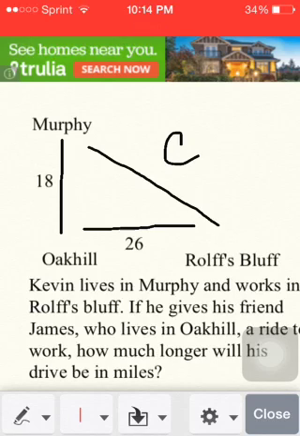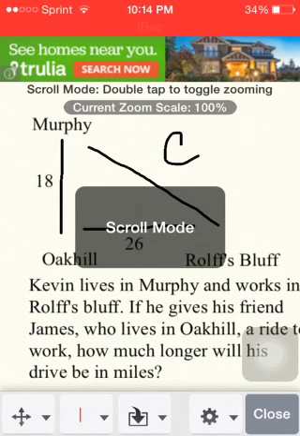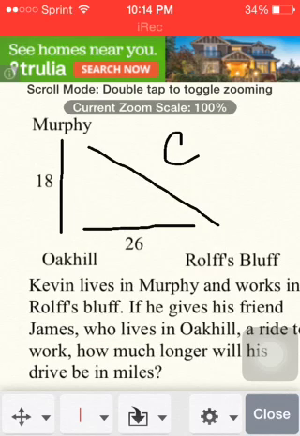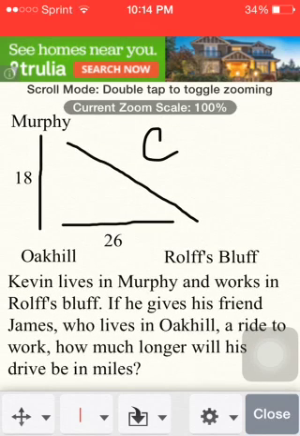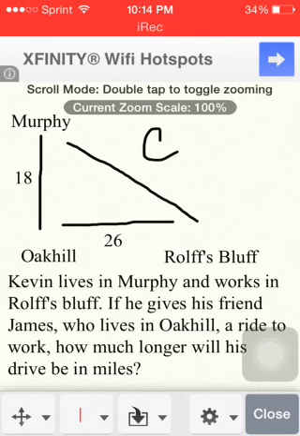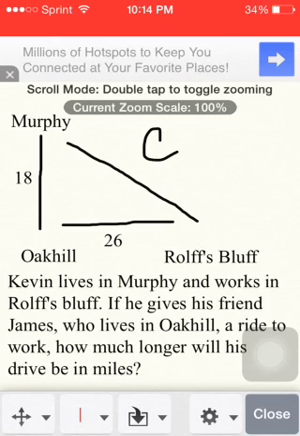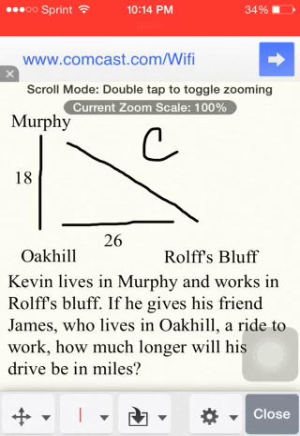But the question here is a common question that we may see on the GED test, and a question that is basically calling upon us to use the Pythagorean theorem. And I'm going to kind of move this around here a little bit so we can see the question. But the question here says, Kevin lives in Murphy and works in Rolf's Bluff. Okay, so there's Murphy and there's Rolf's Bluff. If he gives his friend James, who lives in Oak Hill, a ride to work, how much longer will his drive be in miles? So the question is, how much longer will his drive be in miles?